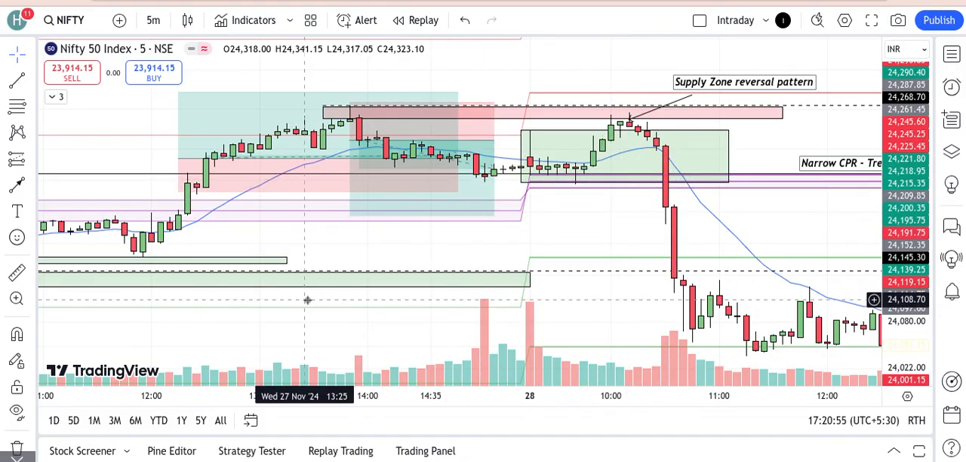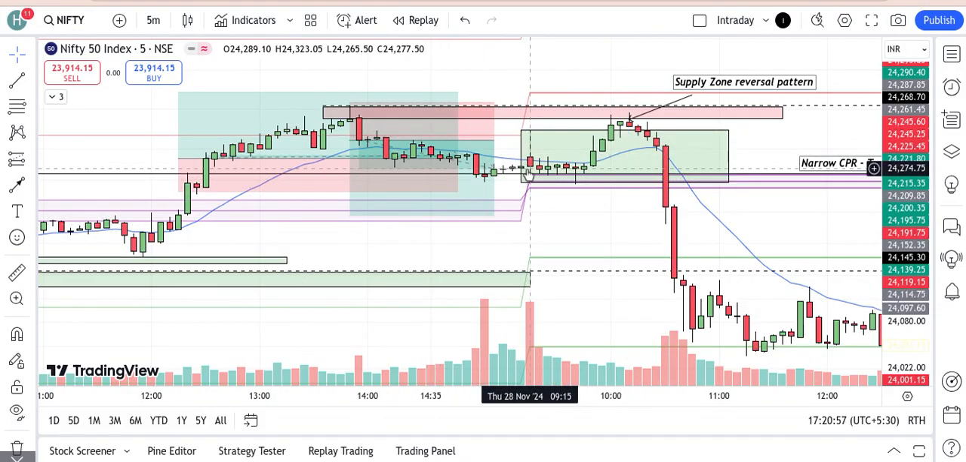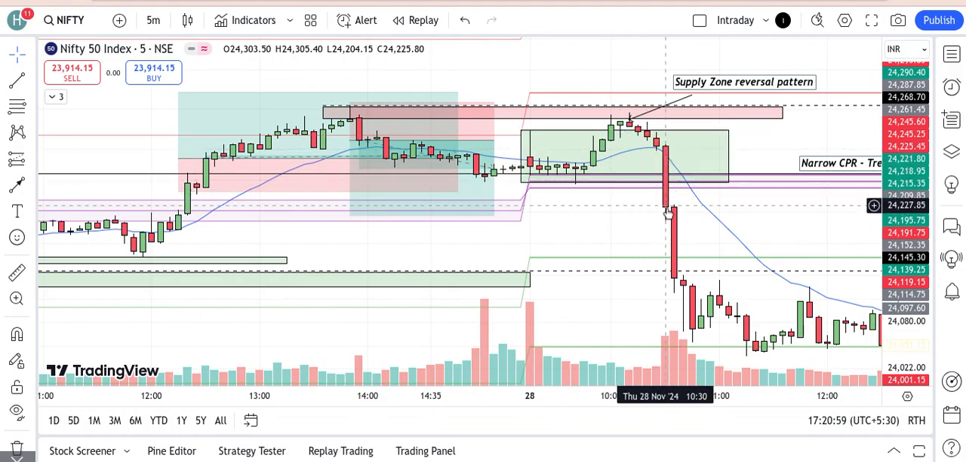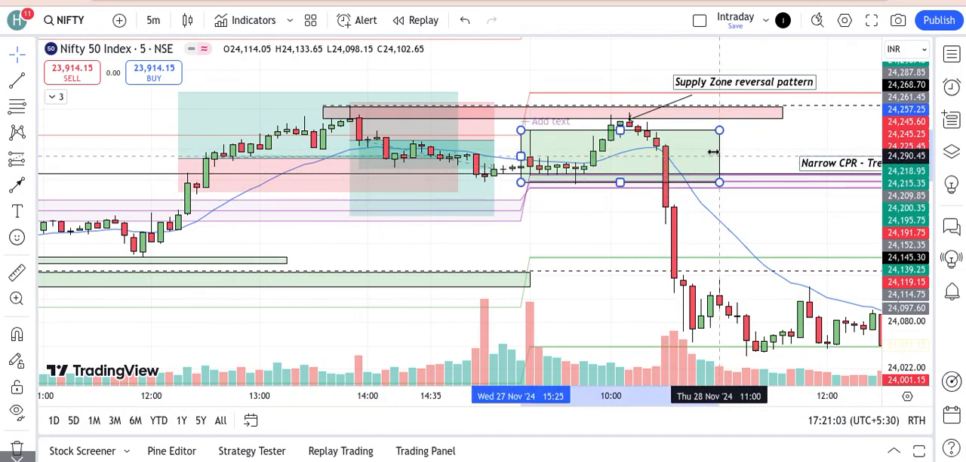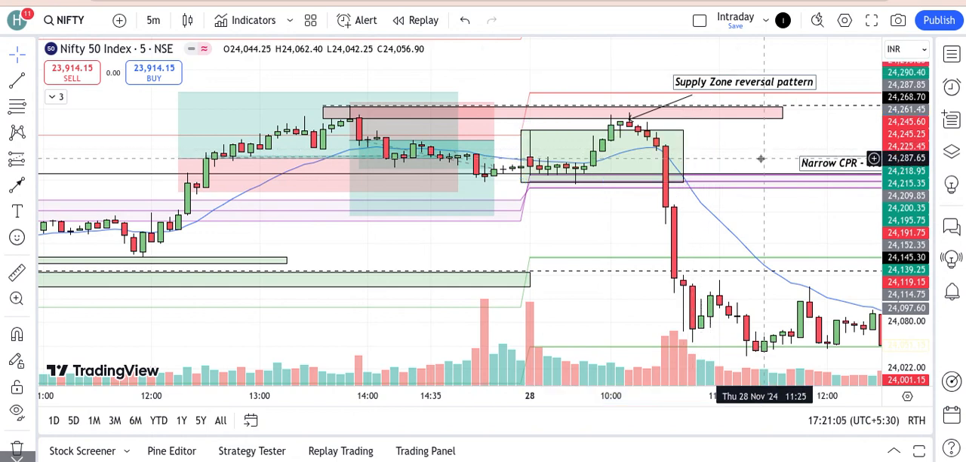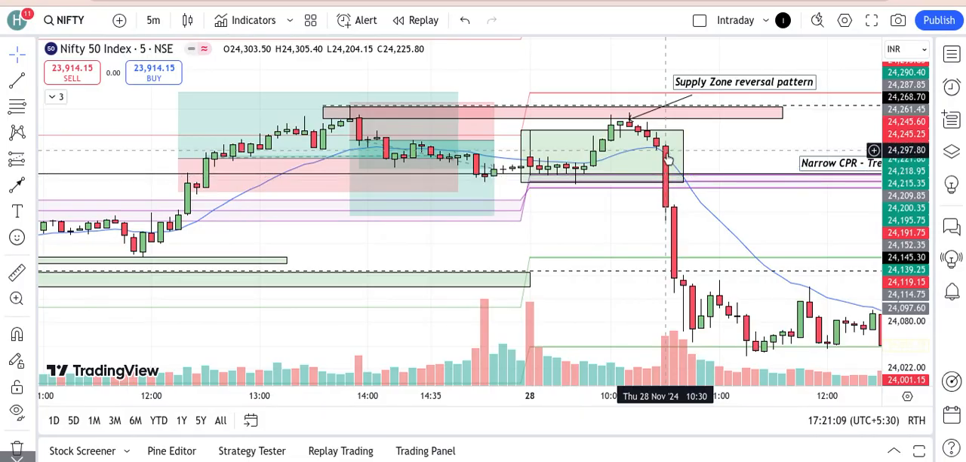But more than that, you see here the initial range is broken by this candle. This is such a huge candle. This range was broken here. Now this was the first trade. Second trade is on this candle.